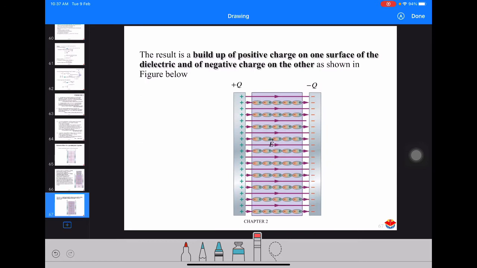The result is a build-up of positive charge on one surface of the dielectric and negative charge on the other, as shown in the figure below. You can see that they built up a negative charge on one surface, and the other surface is positive.